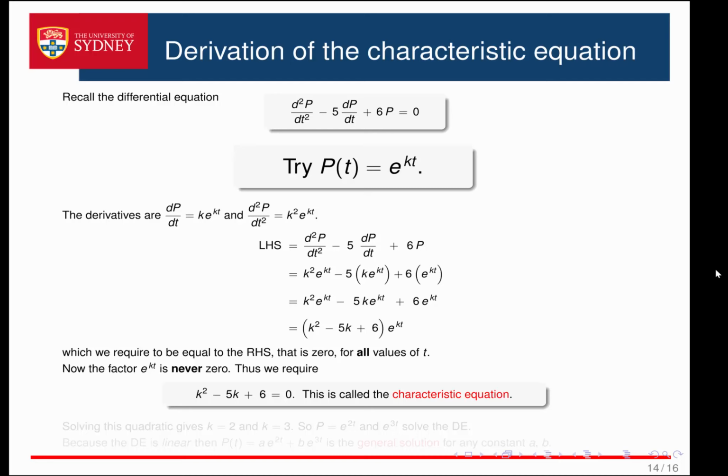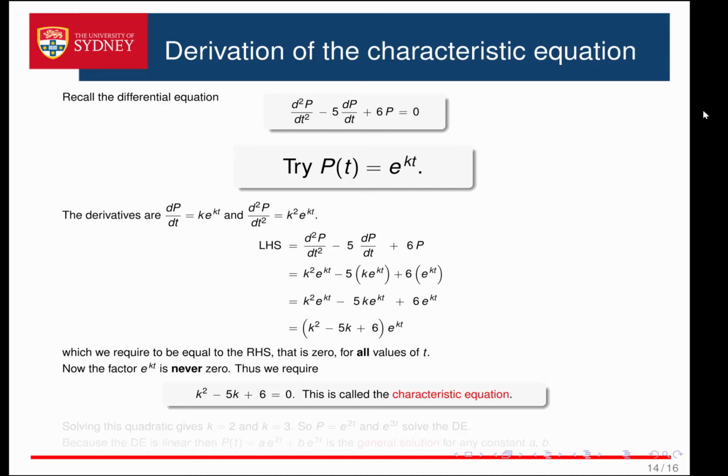From our example above, we can now see more clearly why we tried the function e to the kt in our differential equation. We can see that 6p just produces 6e to the kt. We can also see that negative 5 dp/dt just produces negative 5 times ke to the kt. And finally, d2p/dt squared just produces k squared e to the kt.